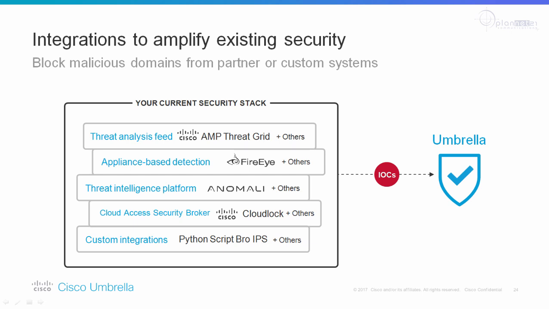Then you have CASB, Cloud Access Security Brokers. Together with a CASB like CloudLock, you can provide visibility and control for access and usage of software as a service apps, automatically block domains associated with risky or inappropriate software as a service apps.